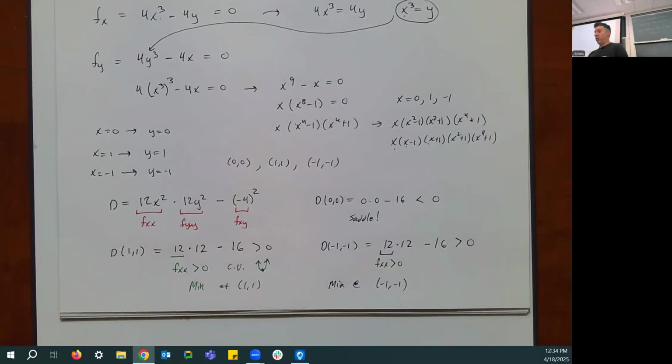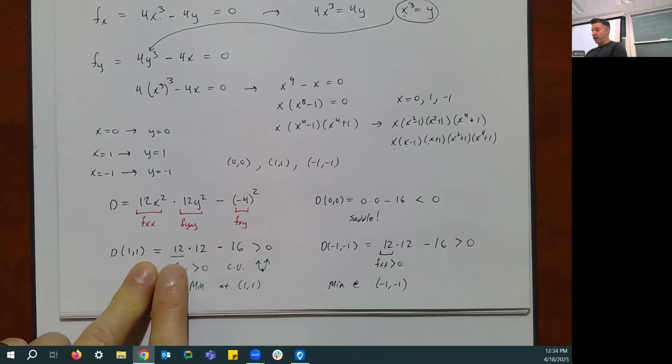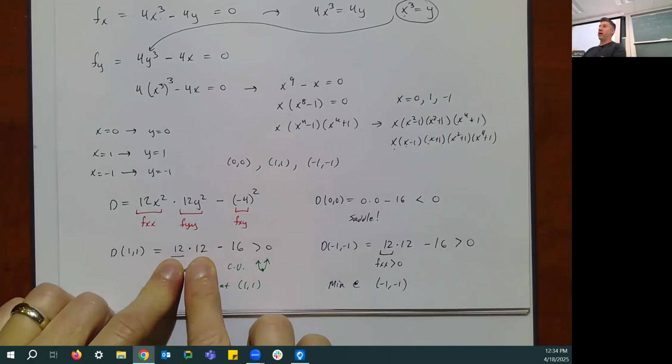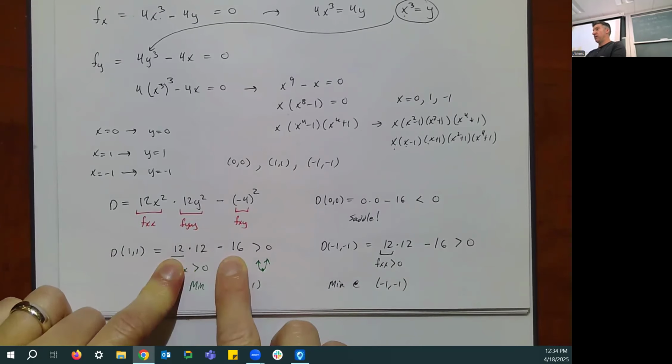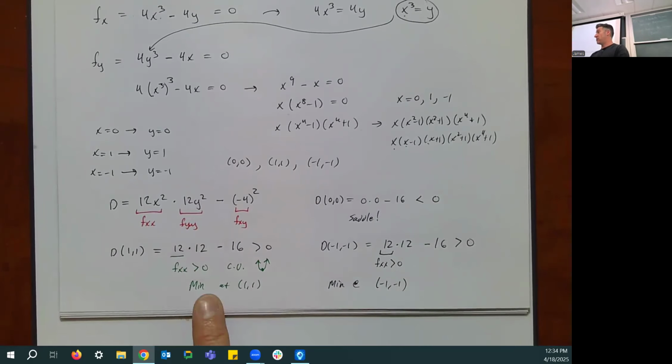On the other hand, I'll point out that if D is positive, like I said before, fxx and fyy have to have the same sign. They both have to be positive or both have to be negative, because this has to multiply to a positive thing before you subtract something and still have it end up being positive. That's why you don't have to look at both fxx and fyy to determine the maximum. You can just pick one of them. If it's positive, concave up, minimum. If it's negative, concave down, maximum. But for the saddle, it doesn't matter at all.